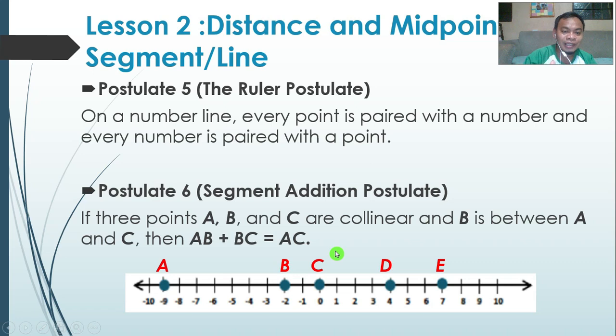Now, for postulate 6, segment addition postulate. So, if 3 points A, B, and C are collinear, ibig sabihin collinear, andun po sila sa isang linya, and B is between A and C, then AB plus BC is equal to AC. Ibig sabihin nito, if we have points A, B, and C, tapos si B ay andun sa between A and C. So, therefore, if we add the distance of A to B and the distance of B to C, it is equal to the distance from A to C. So, yan po yung ibig sabihin na segment addition postulate.